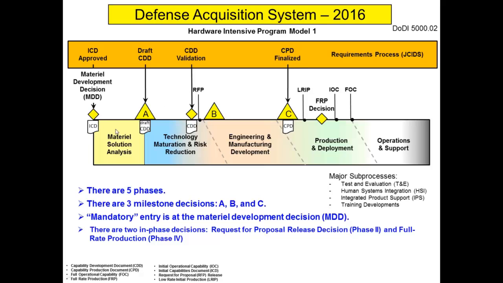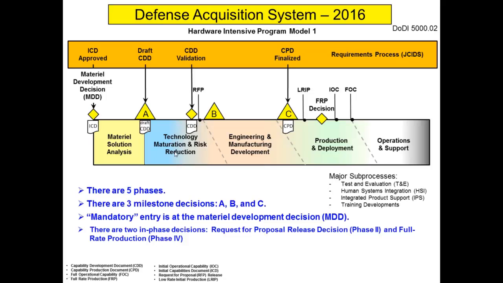Okay, and then you've got the 5 phases. If you think of them kind of as a funnel, the material solutions analysis is where they look at all the broad ideas, all the great ideas from industry. They do different analyses of alternatives and figure it out. Then they decide to go forward. They develop a capabilities development document, with a very broad scope. Here's kind of what it needs to be able to do. And then they validate it later on as they go through technology maturation and risk reduction.